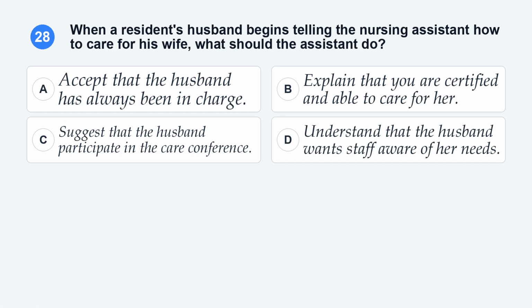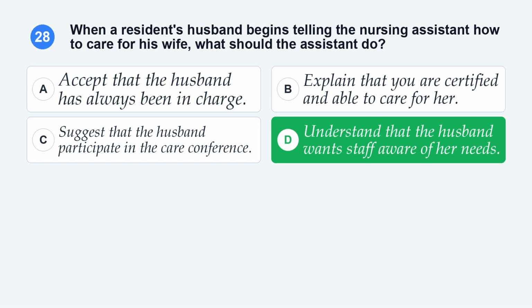Question 28. When a resident's husband begins telling the nursing assistant how to care for his wife, what should the assistant do? Option A. Accept that the husband has always been in charge. Option B. Explain that you are certified and able to care for her. Option C. Suggest that the husband participate in the care conference. Option D. Understand that the husband wants staff aware of her needs.